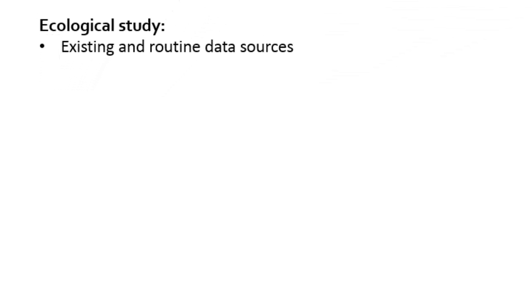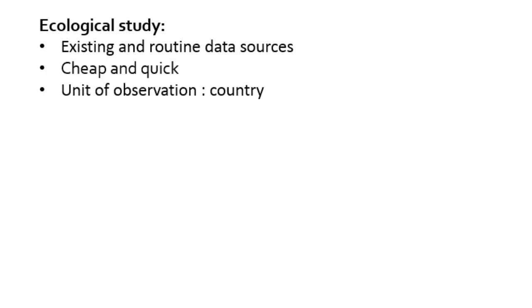So in order to test this hypothesis, a first step might be to do an ecological study using existing and routine data sources. And by doing that, it makes the study cheap and quick. Now, an ecological study uses aggregated data from different populations rather than individual level data. So in this case, the unit of observation might be a country, for instance.